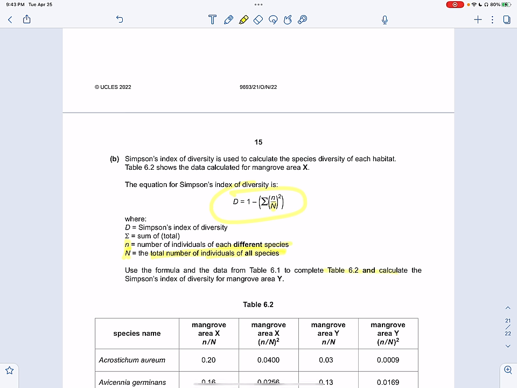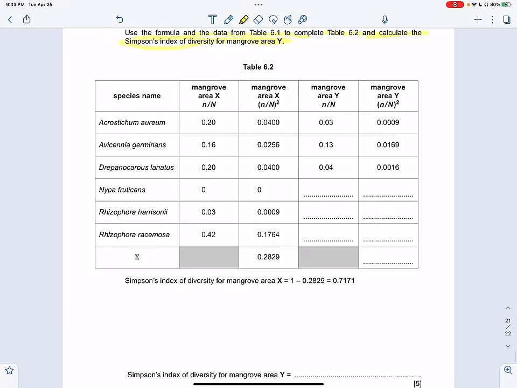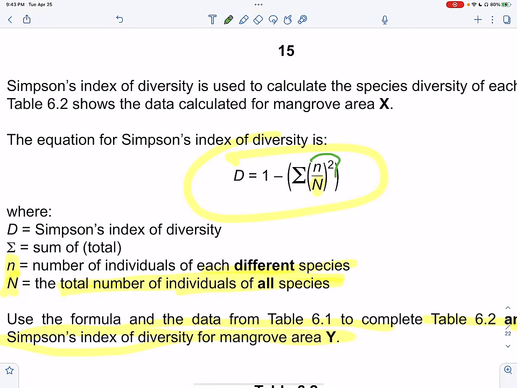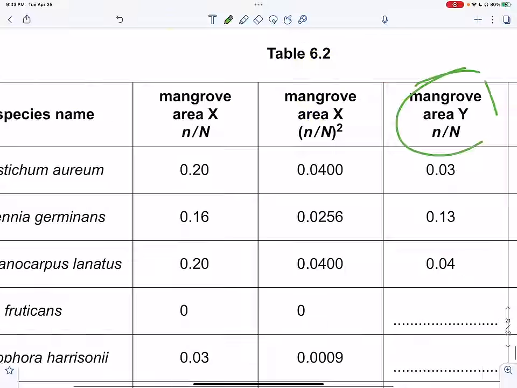To complete table 6.2 and calculate the Simpson's index of diversity for area Y, notice that you don't have to do the whole thing, since it's partly done for you. You're not doing the sum yet. All you're doing is taking the number of each species for area Y and dividing it by the total amount of each species. And then in this box, you see that it's the square.